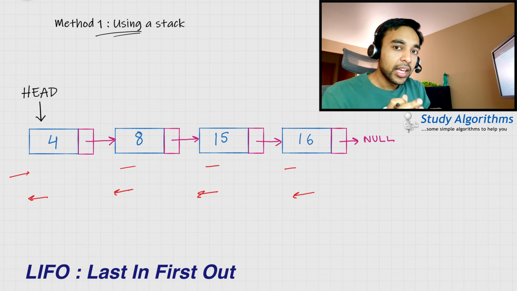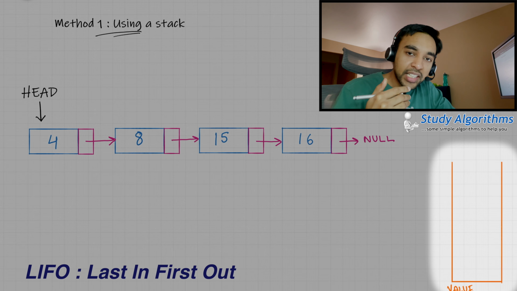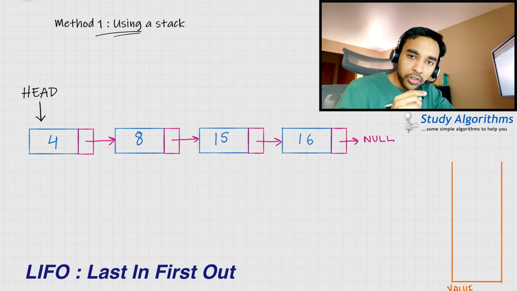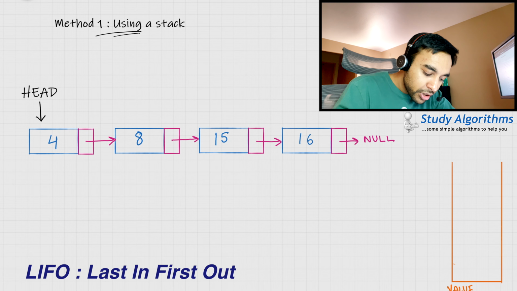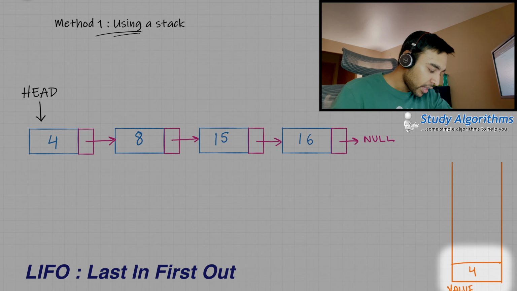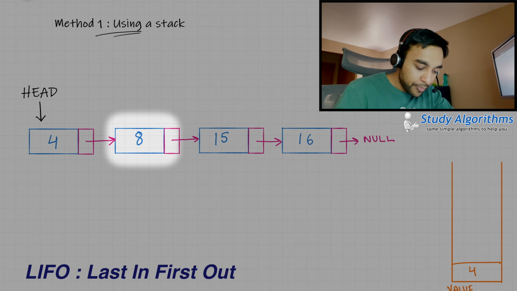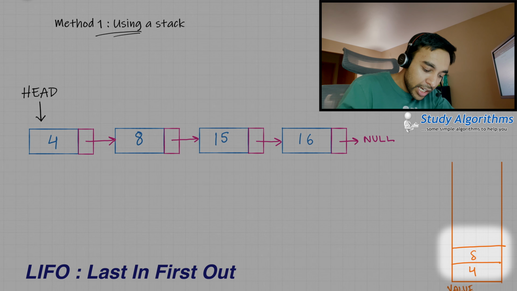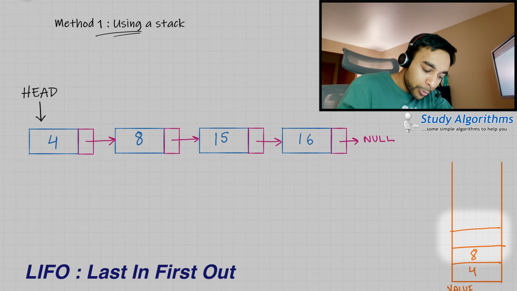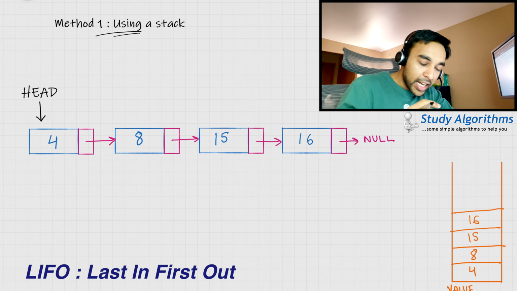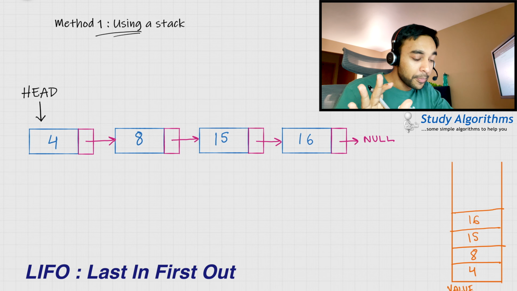Let us say I'm taking up a stack. So now this is my value stack in which I would be storing all of the elements as I traverse. I start off with the first position, that is the head. I see the element 4, so I push this element 4 into my stack. Next I see the element 8. Then I push the element 8 into my stack. Next I see the element 15, so I will push 15 and then eventually 16. As soon as I reach null, I will stop.